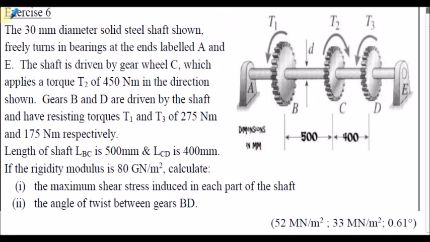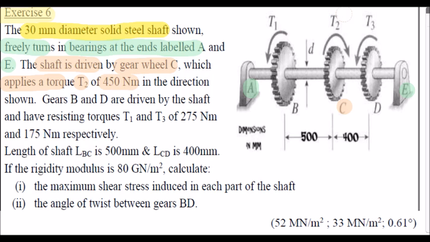Here's exercise 6. A 30 millimeter diameter solid steel shaft, shown in our sketch here, freely turns in bearings at the ends of the shaft labelled A, shown here, and E, shown here. The shaft is driven by gear wheel C, shown here, which applies a torque T2 of 450 Newton meters, here's torque T2, in the direction shown. Here's the arrow head of the torque vector.